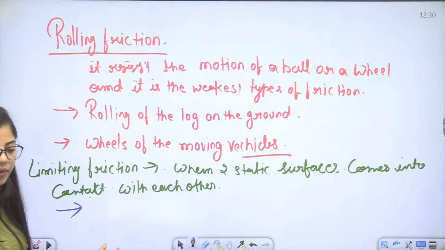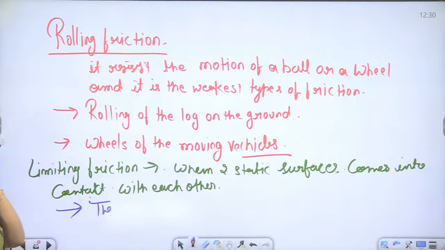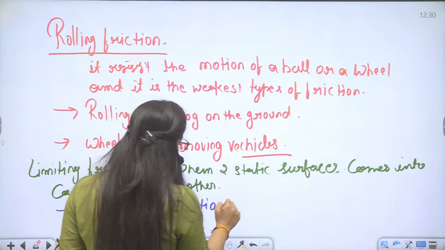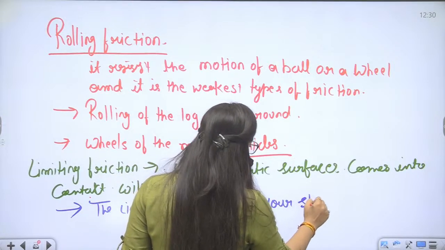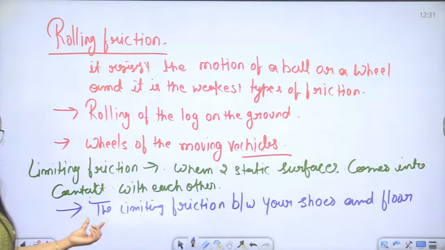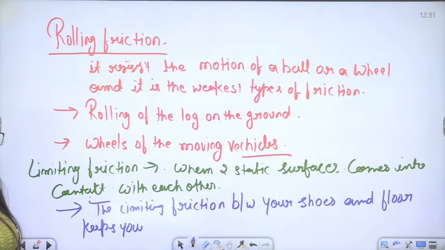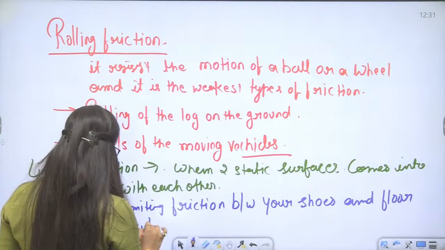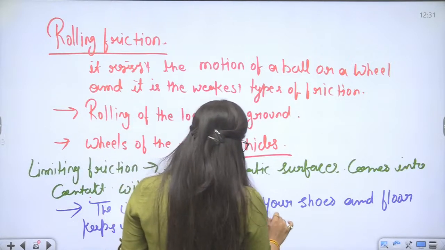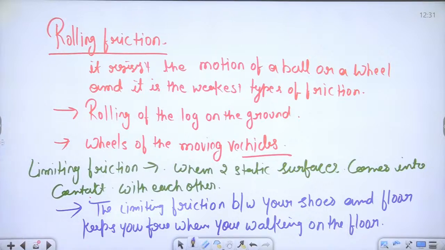And what are some examples of limiting friction? The limiting friction between your shoes and the floor keeps you from slipping when you walk on the floor. Clear? This is called limiting friction.